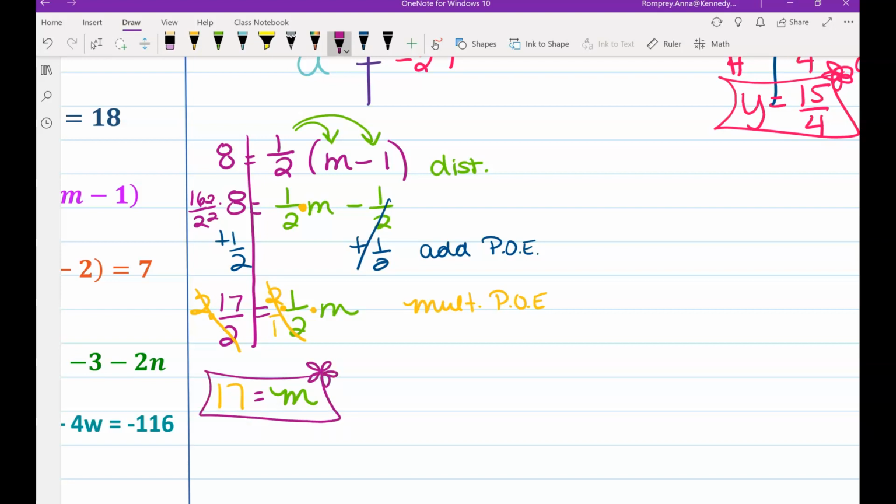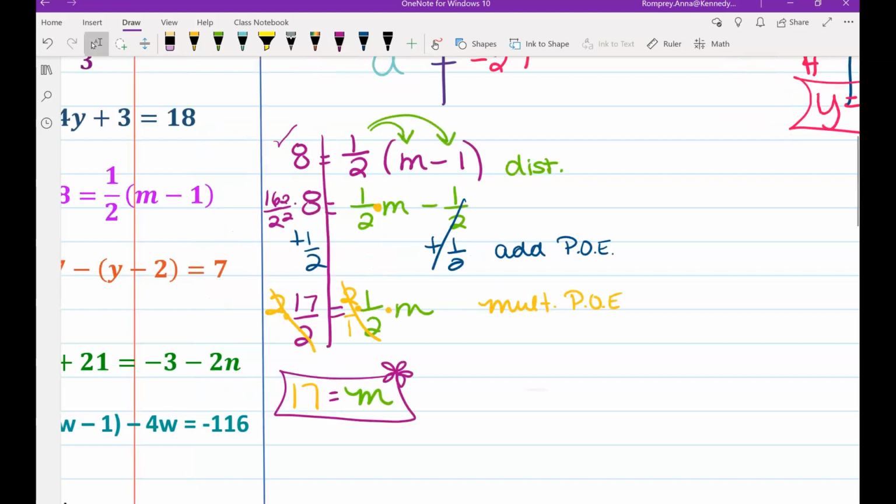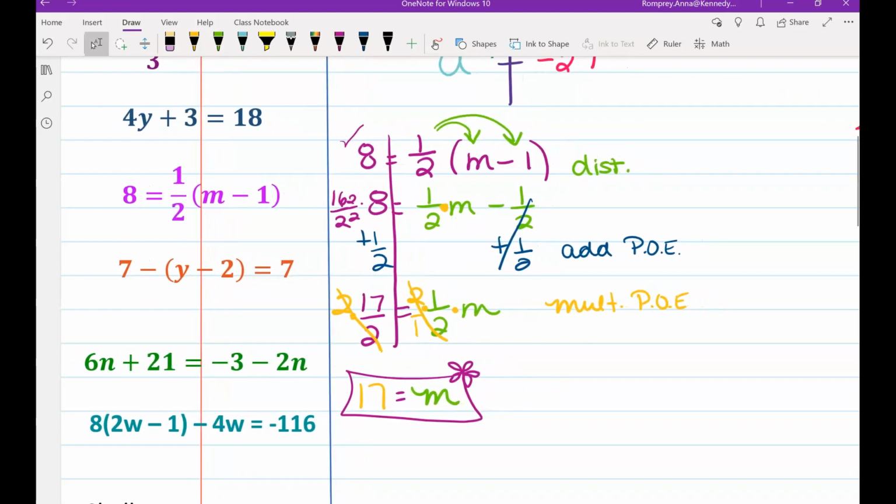Let's try it out. 17. If I plug back in, 17 minus 1 is 16. Half of 16 is 8. Just a quick, easy check. Alright? Okay, on to the next one.